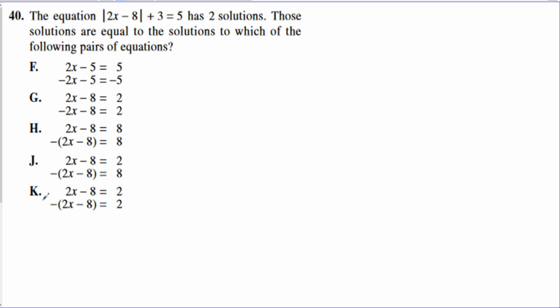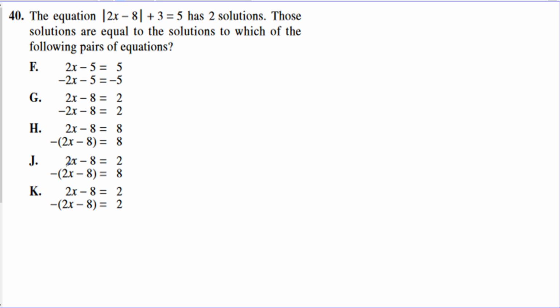Okay, so this one is an absolute value equation, has 2 solutions. Those solutions are equal to which of the following pairs of equations? So here's the first thing I'm going to note for you. This 2x minus 5 is assuming that you're going to think that you can put these together. If something's inside of a square root or an absolute value or something square, if it's in some kind of grouping symbol, you cannot combine something on the outside with it, right?